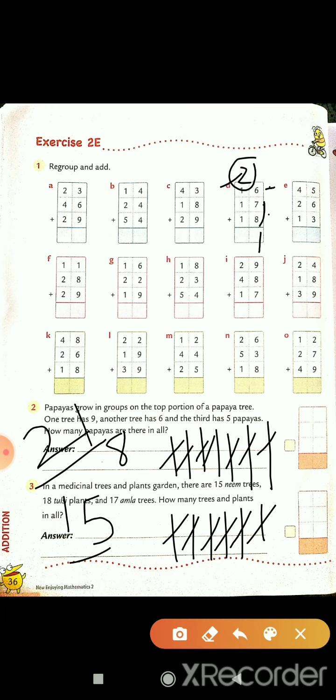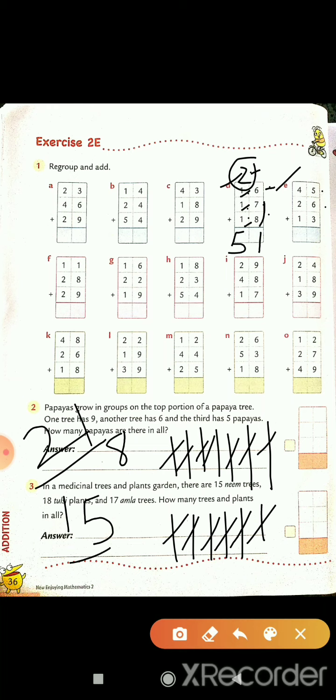Now we have to add the tens. At the place of tens 2, 1, 1 and 1. So 2, then plus 1 is 3, plus 1 is 4, plus 1 is 5. So what is the answer here? 5. So our answer is 51. Got it, students? Next, E.